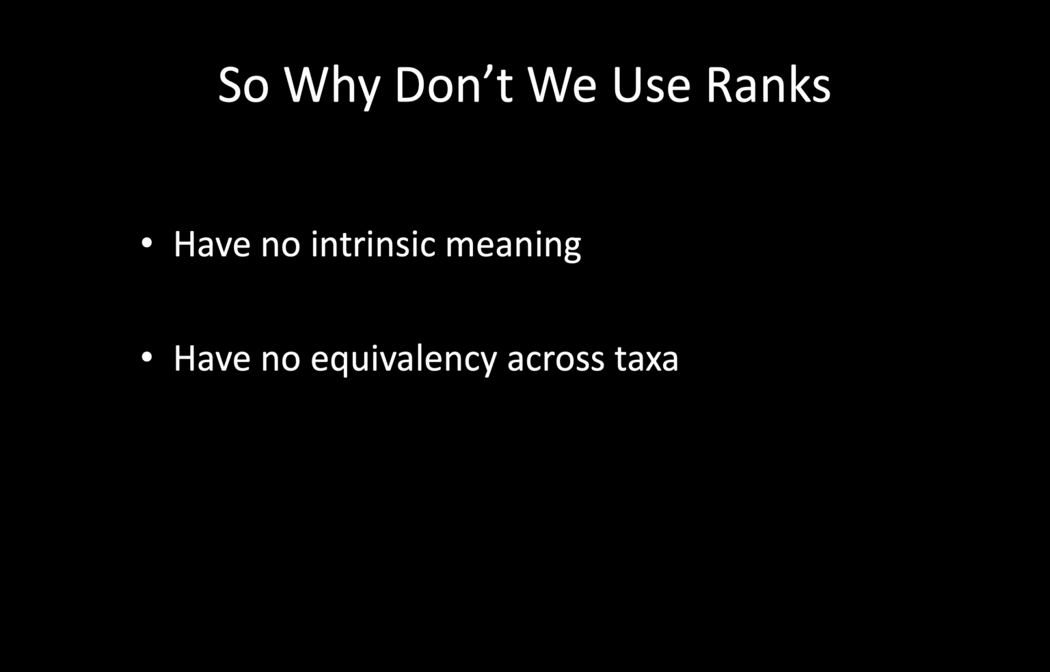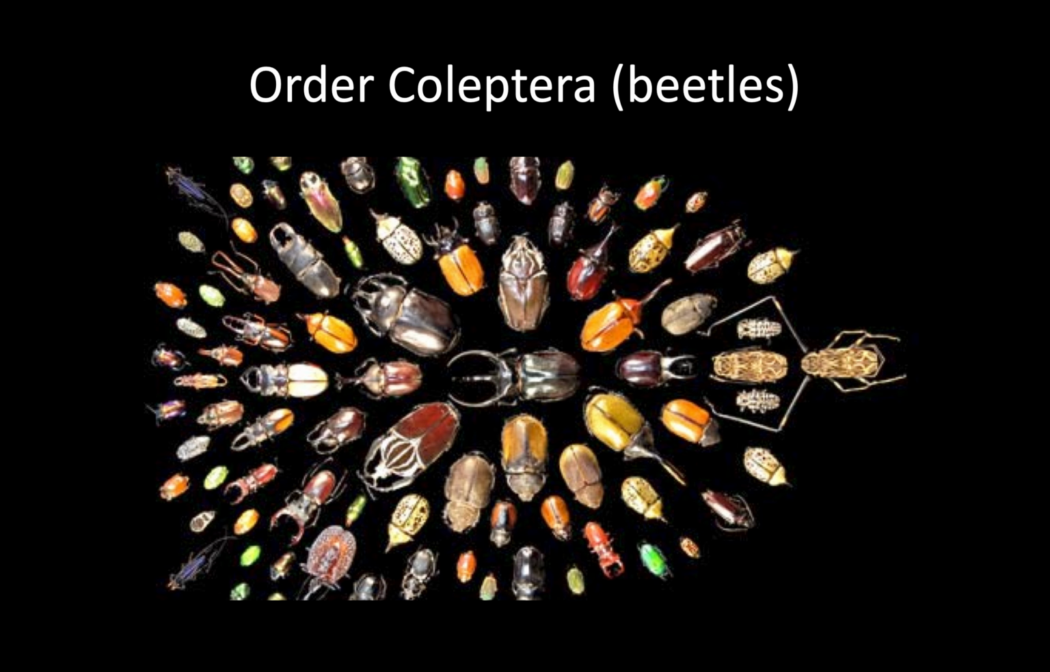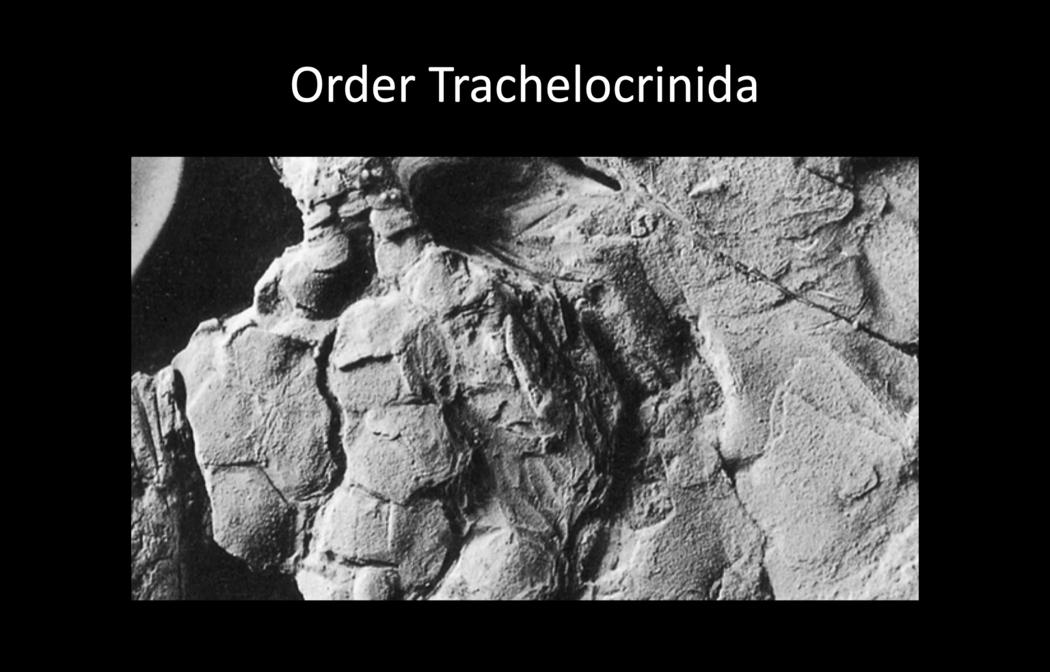All right? So we don't use ranks because they also don't have any equivalency across taxa. And what that means is we can use this to compare a couple different groups. It's easier to do that than just look at this slide right here. So order Coleoptera, those are beetles. There are millions of species of beetles in the world, literally. All right? So that is an order. Another order is right here, order Tracheocrinidae. Order Tracheocrinidae is made up of one species that was based off 1/3 of a complete fossil. And the only reason either of these are named orders is because someone said so.